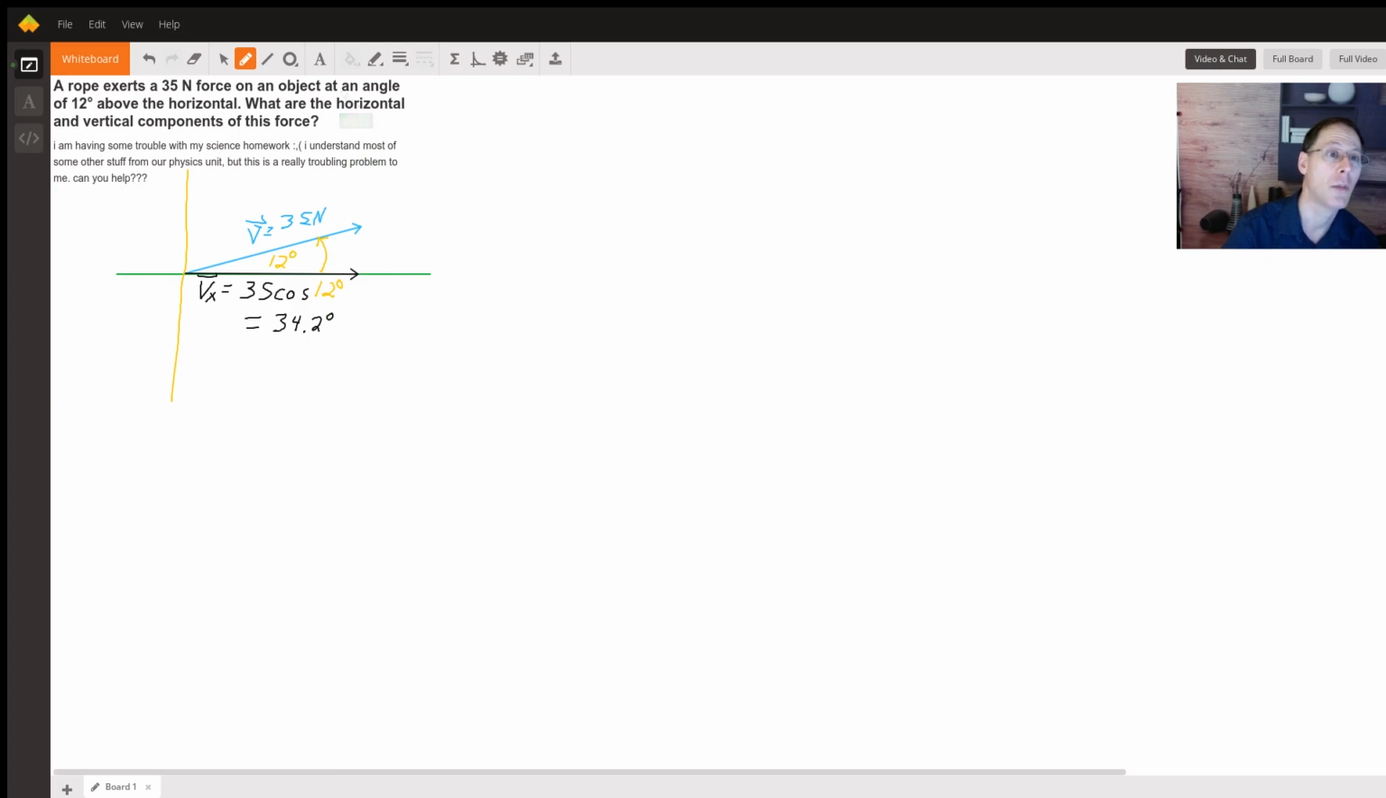Now, the vertical component you could draw like this, and the formula for that is the magnitude of the vector, which is 35 newtons, times the sine, instead of the cosine, the sine of 12 degrees. So almost the same formula, just use the sine instead of the cosine. Make sure again that you're in degree mode, and that will come to approximately 7.3.